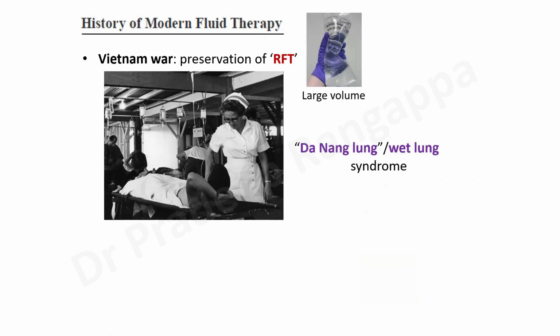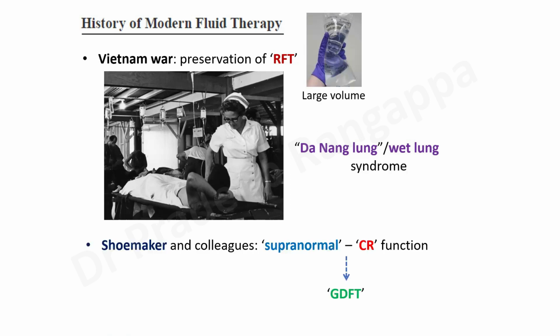Da Nang is a place in Vietnam where the US military base was placed, and they were receiving all these war victims with multiple war injuries, and they were resuscitating with high volumes. And these patients eventually developed hypoxemia due to fluid overload or ARDS, so on and so forth, which they called Da Nang lungs or wet lungs. So this is very much relevant even today. That's why overzealous resuscitation can lead to wet lungs, which we are here to avoid, and we need to understand the concept.